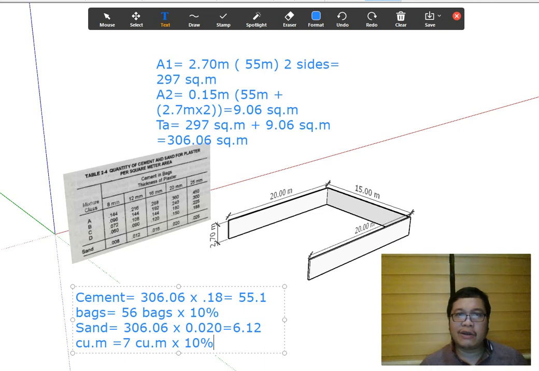I hope that you learned something, especially in how to compute the quantity of cement and sand for plaster using the per square meter method.